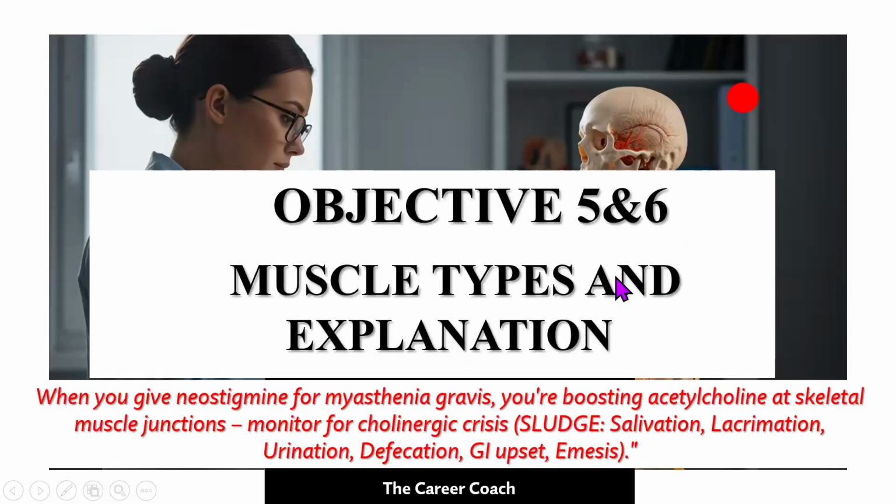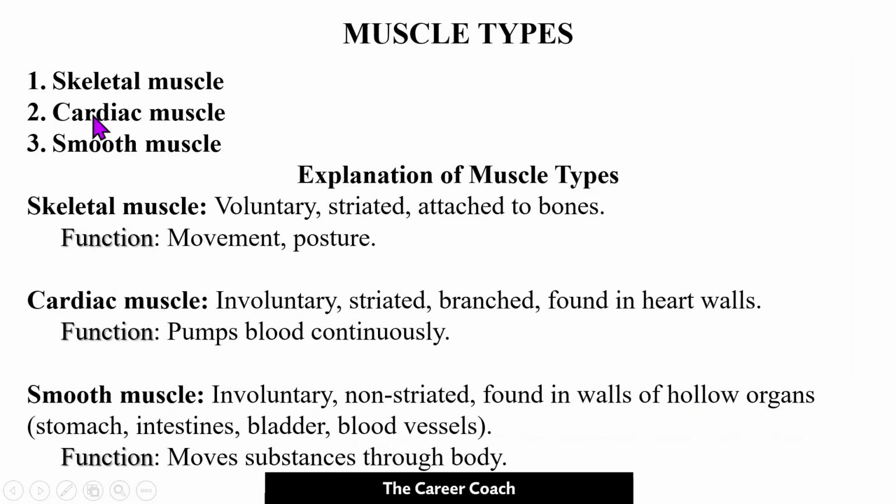Objectives 5 and 6 will be looked at together, so we'll examine the muscle types and explanation. Take note of this: when you give neostigmine for myasthenia gravis, you are boosting acetylcholine at the skeletal muscle junction. There is therefore need to monitor for cholinergic crisis, which involves the symptoms of SLUDGE. SLUDGE means salivation, lacrimation, urination, defecation, GI upsets, and emesis. Muscle types: there are 3 basic muscle types: the skeletal muscle, the cardiac muscle, and the smooth muscle.